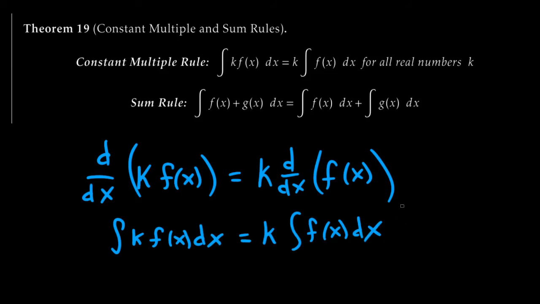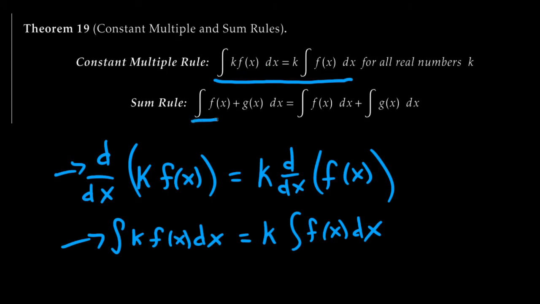Same thing as before, we're just taking a derivative result and turning it into an integral result. So there we go, the constant multiple rule. I can pull out a constant multiple from an indefinite integral, for exactly the same reasons that I can pull a constant multiple out of a derivative. Cool, easy.